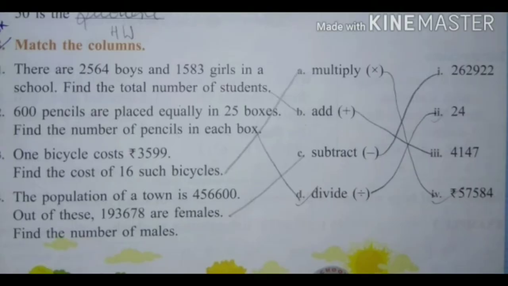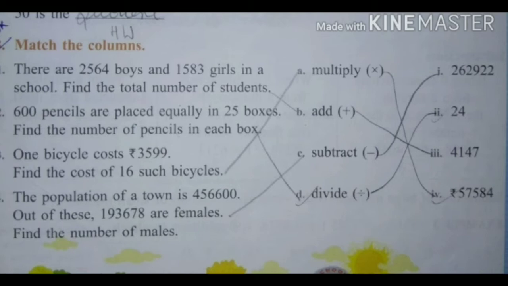Question number B of the book exercise. Here we match the columns. First problem is there are 2564 boys and 1583 girls in a school. Find the total number. So it is matched with B, add, and the answer is 4147. Second is 600 pencils are placed equally in 25 boxes. Find the number of pencils in each box. In this sum we have to divide. So we match second column with D, divide, and the answer is 24.